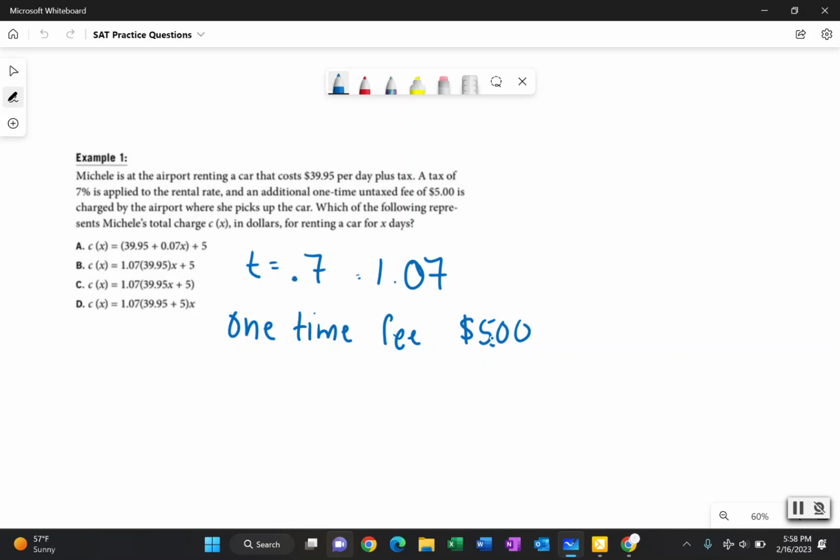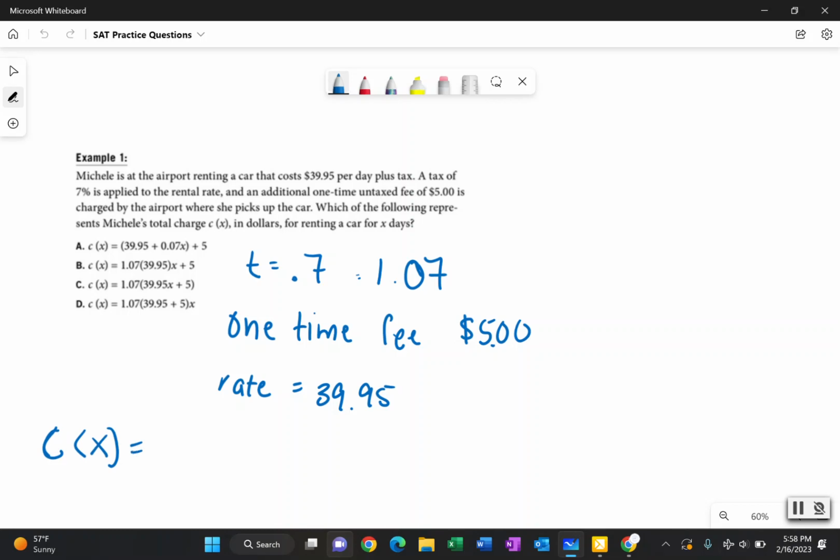All right. And we know it's a one-time fee, 7%, and then the rate, we might as well write that down here. It's going to be equal to $39.95. And we have C of X. So we're going to say the cost is a function of X. All right, now let's put this together.